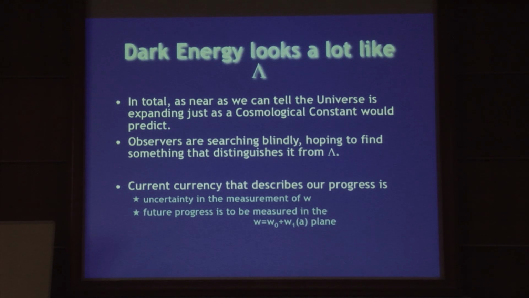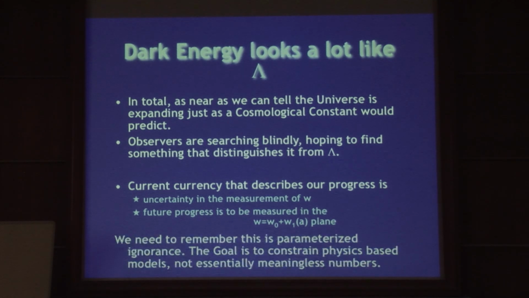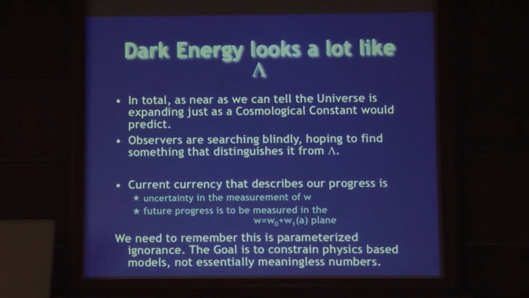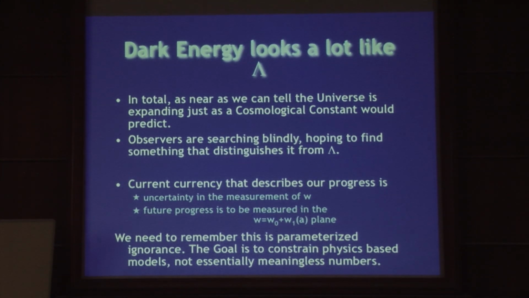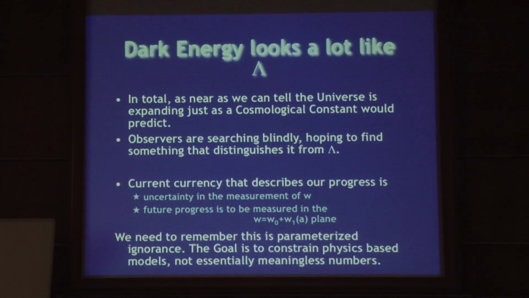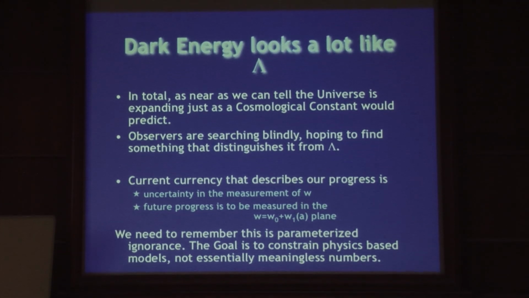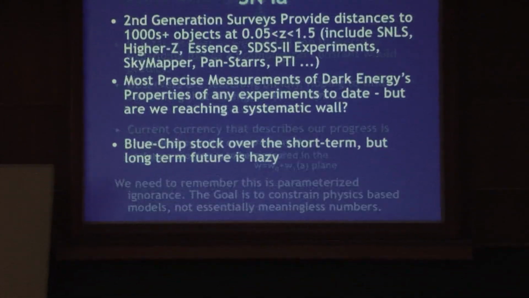The current currency that describes this is typically how well you can constrain the equation of state parameter, or if you really want to go, the first derivative of the equation of state parameter. I do want to remind people that this is a currency. It is really just parameterized ignorance. It is not telling you anything about any particular theory at this point directly. So our goal is to constrain physics based on models, not essentially what I would call meaningless numbers.